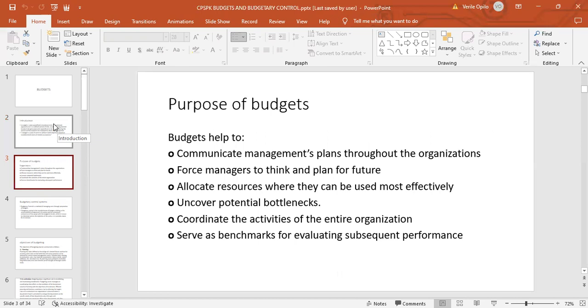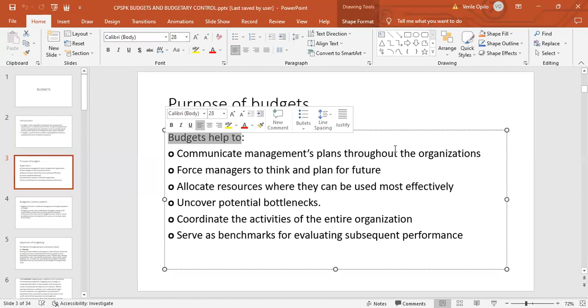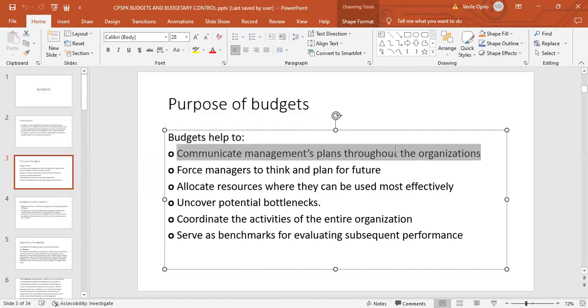Why not wait for you to make the sales before you record? Why is it important to plan ahead and quantify these amounts that you expect to spend in future, or the revenues that you expect to receive in your business in future? The reason businesses usually prepare budgets is because budgets help in various ways within the organization.